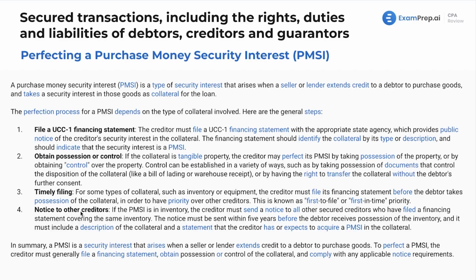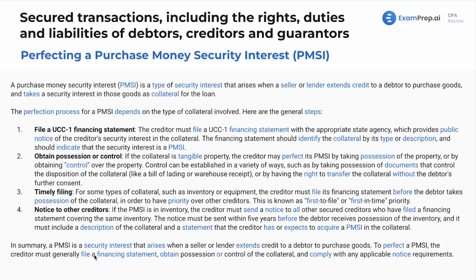And then lastly, notice to other creditors. If the PMSI is in inventory, the creditor must send a notice to all other secured creditors who have filed a financing statement covering the same inventory. The notice must be sent within 5 years before the debtor receives possession of the inventory, and it must have a description of the collateral and a statement that the creditor has or expects to acquire a PMSI in the collateral.